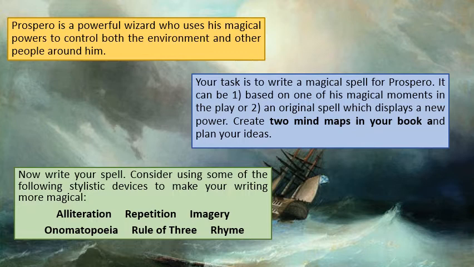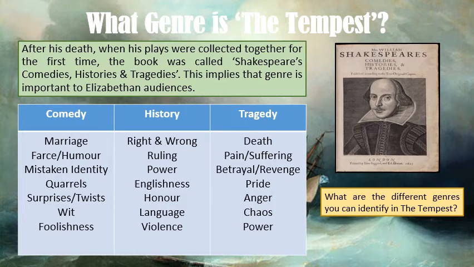And underneath it, if you haven't in your spell, explain what you would like to happen as a result of your spell. Okay, so pause here and do this task first. Take your time. If you want to draw a picture to go along with your spell, that is fine as well. Okay, so now we're going to move on to the genre of the Tempest.